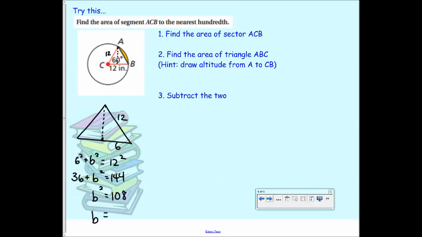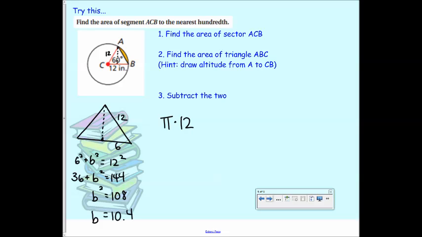The square root of 108 is 10.3, or 10.4, so approximately 10.4. All right, so the area of the sector, this is 60 degrees. So the area of the sector would be pi times 12 squared times 60 over 360 minus the area of the triangle.